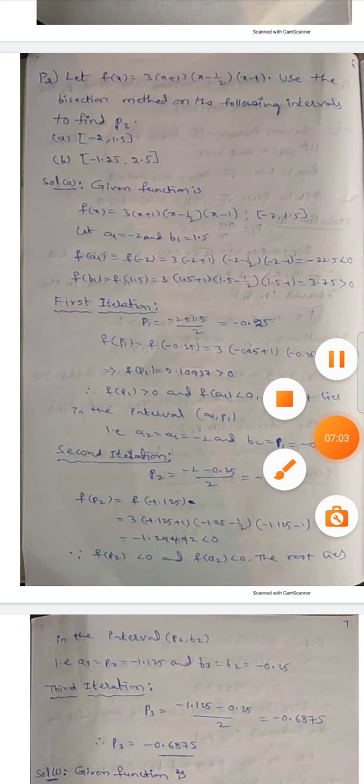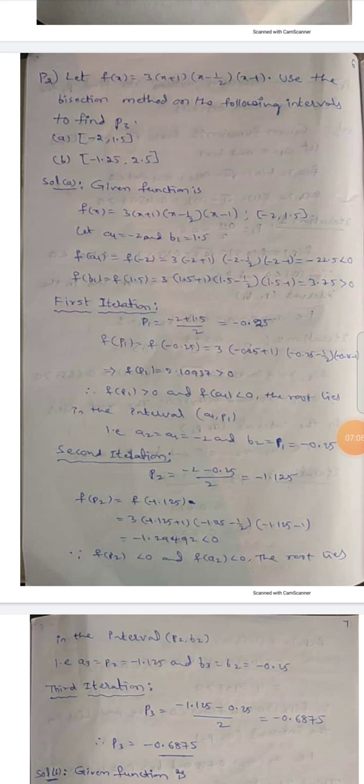Second iteration, p2 is equal to -2 minus 0.25 by 2 is equal to -1.125. f of p2 is equal to f of -1.125 is equal to 3 into -1.125 plus 1 into -1.25 minus 1 by 2 into -1.125 minus 1 is equal to -1.2949. This is less than 0.